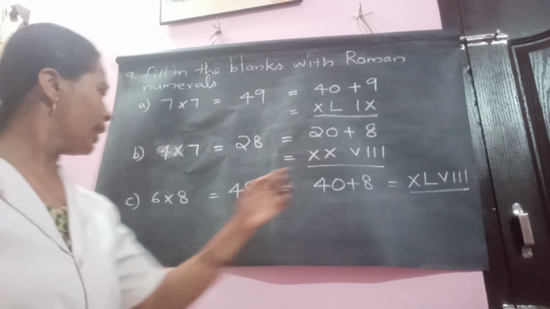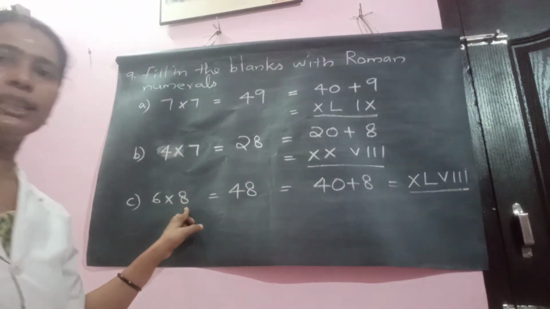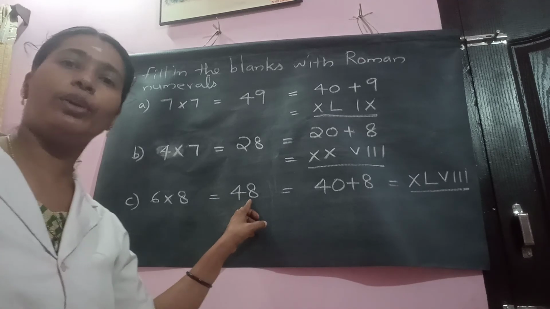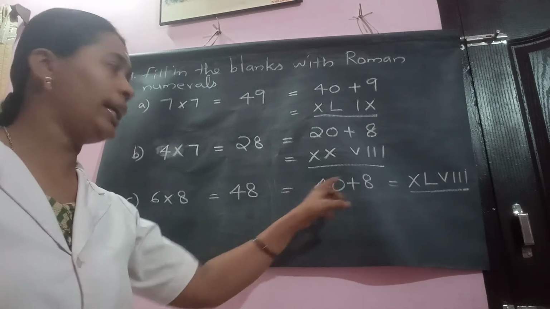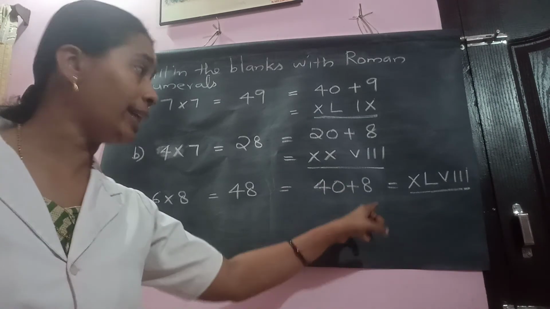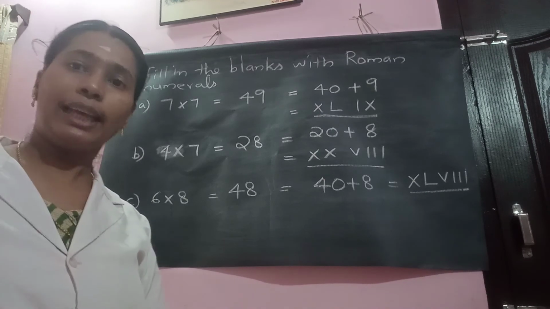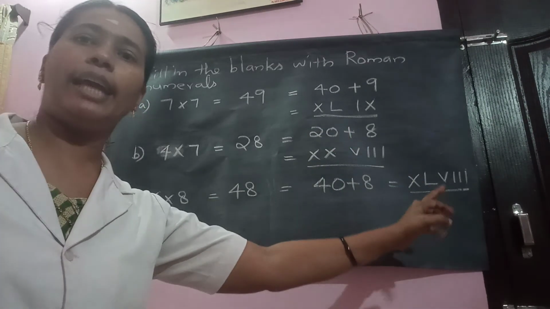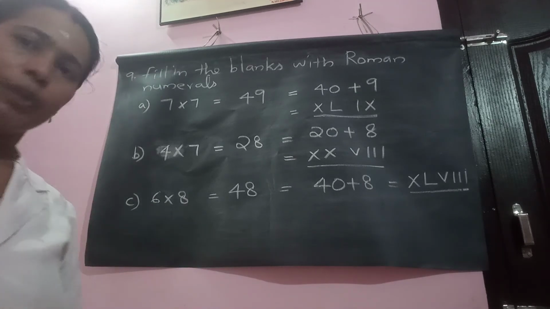Then 6 into 8. What is 6 into 8? 6 eights are 48. 48 is split as 40 plus 8. 40 is XL. 8 is the same as the previous one, V and 3 ones. Okay, go through the same.